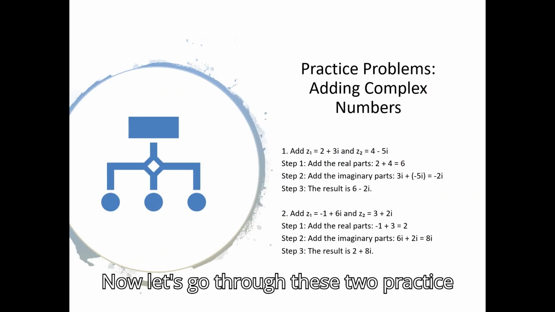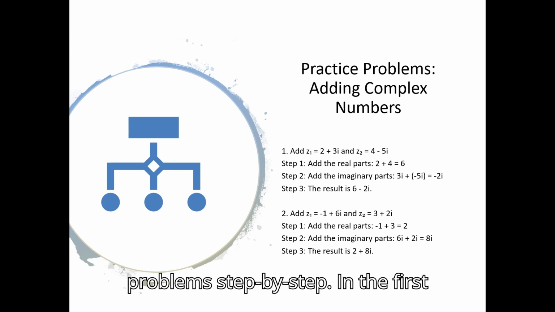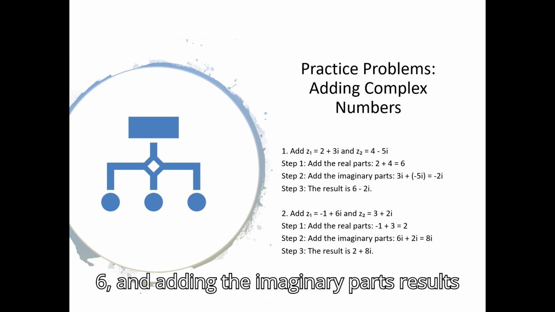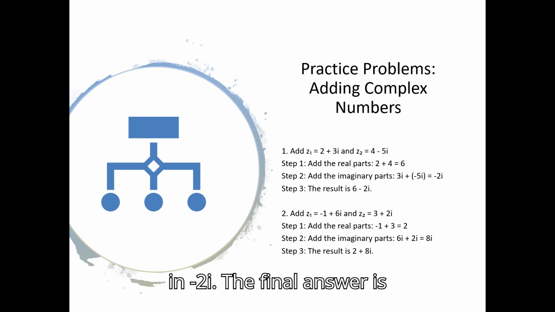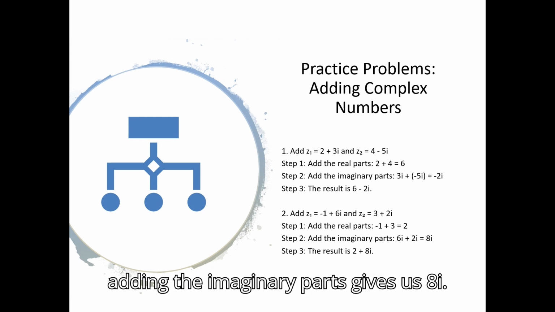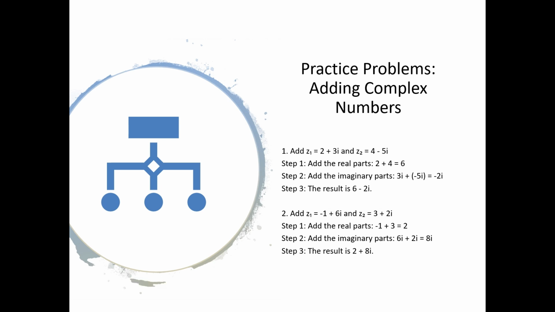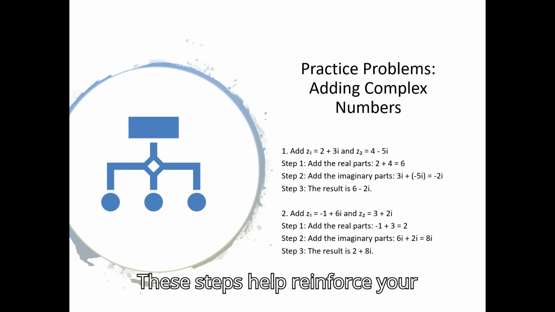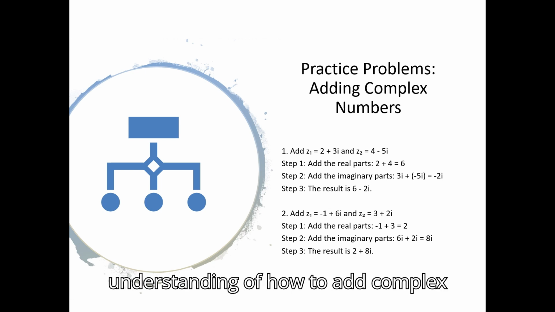Now let's go through these two practice problems step by step. In the first problem, adding the real parts gives us 6, and adding the imaginary parts results in -2i. The final answer is 6 minus 2i. In the second problem, adding the real parts gives us 2, and adding the imaginary parts gives us 8i. So the final answer is 2 plus 8i. These steps help reinforce your understanding of how to add complex numbers.